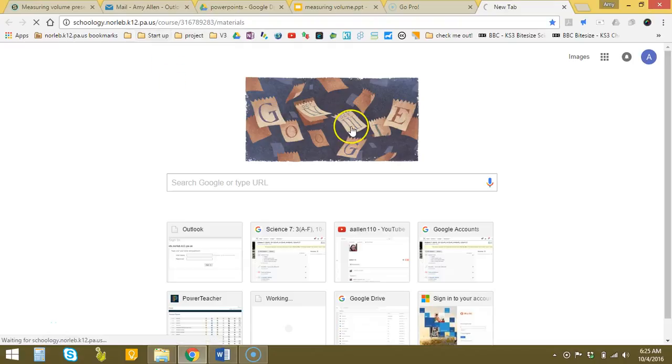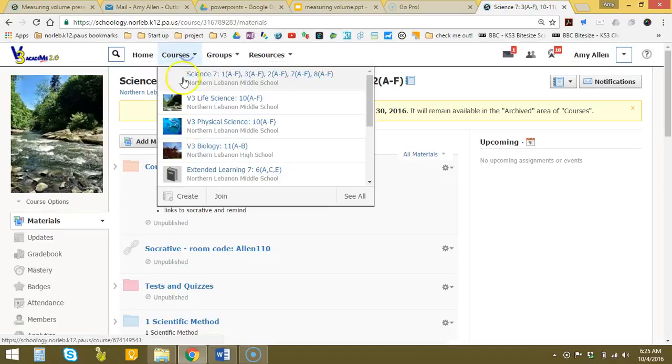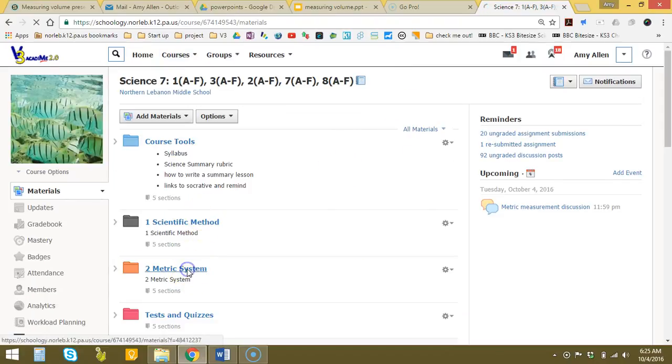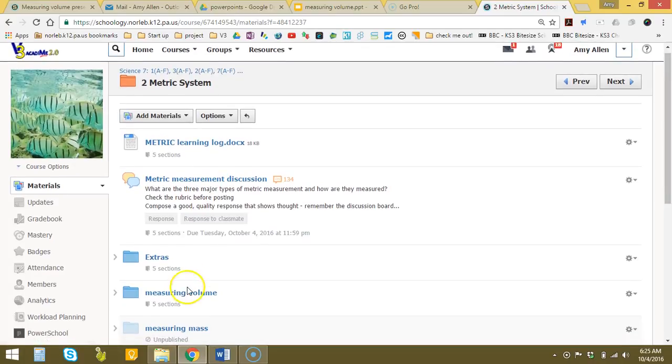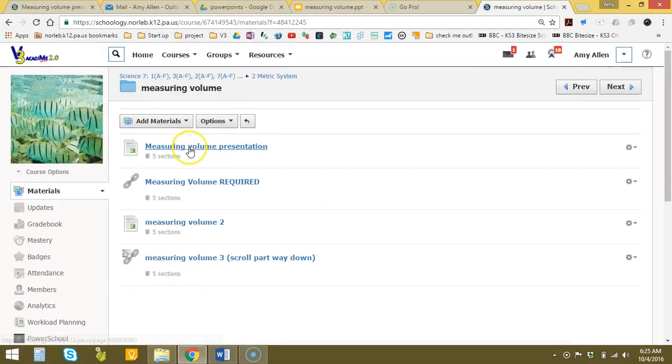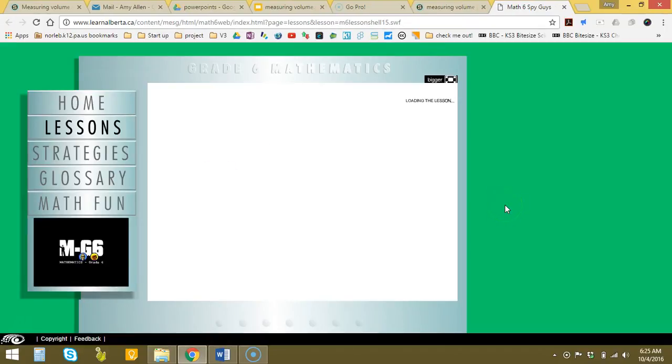So if you open Schoology, and navigate to the metric system, in the measuring volume folder, the presentation we just went over, if you want it in slideshow form, is right here under measuring volume presentation. And the first website that you need to use in order to do the backside, Station 1, is this measuring volume required. So when you click there, you should see the Math 6 Spy Guys.